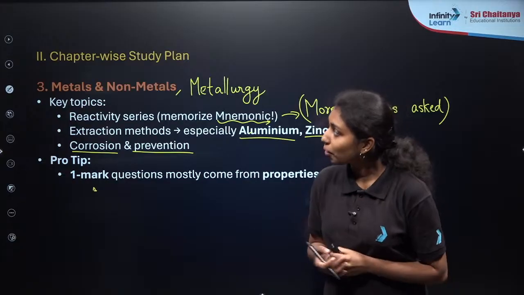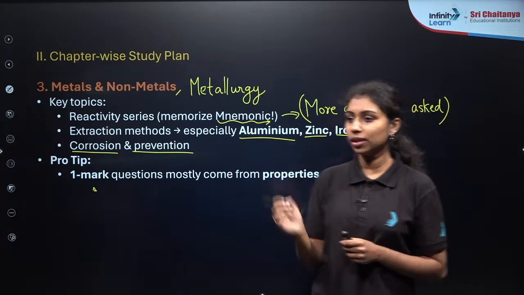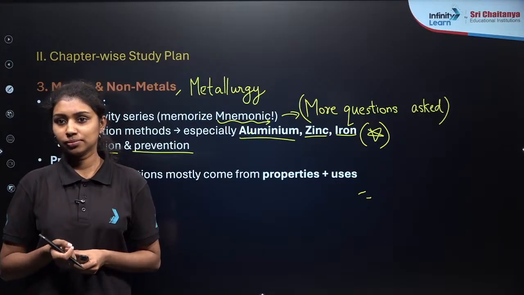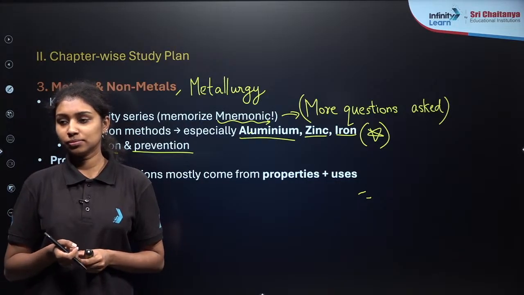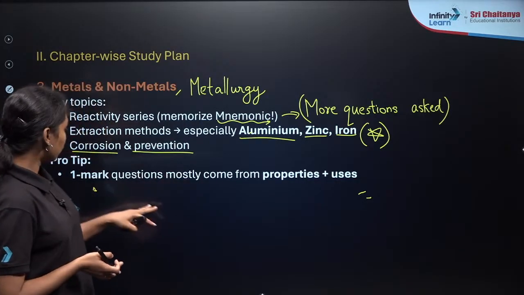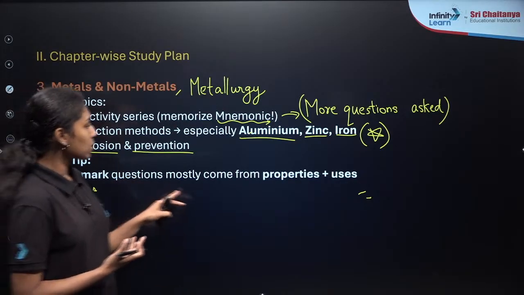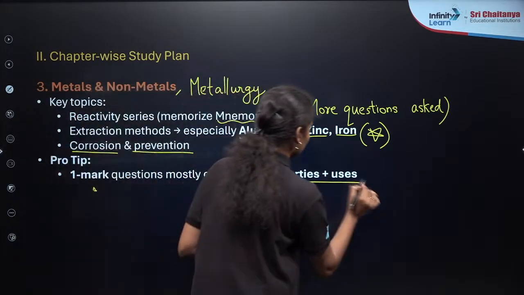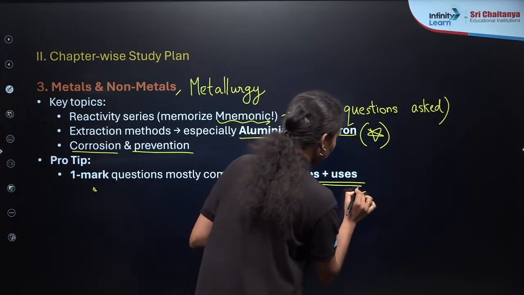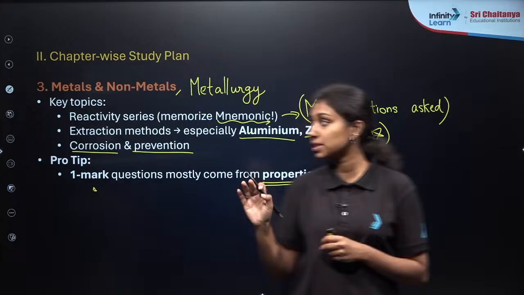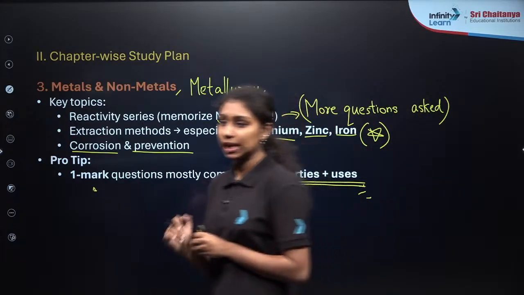Here I am giving the topics by weightage for grade 10 chemistry. Okay, we'll be completing from here. An important tip is that you can expect 1 mark questions mostly from the properties and uses. In every chapter, you can expect more questions based on properties and uses, especially for metals and non-metals. We will also be expecting more questions from the exceptional cases.